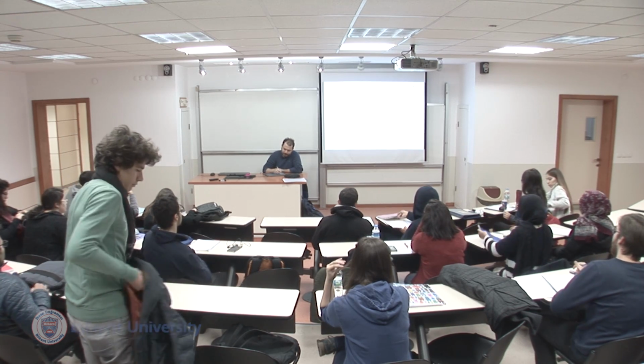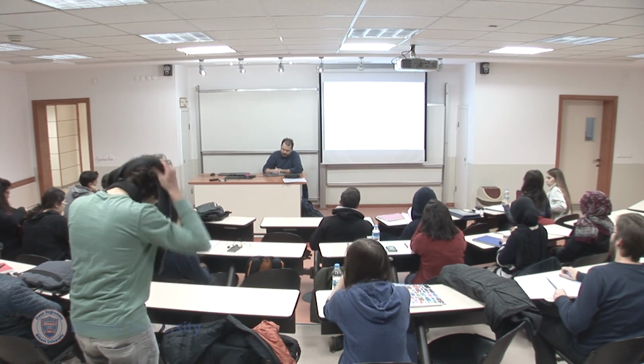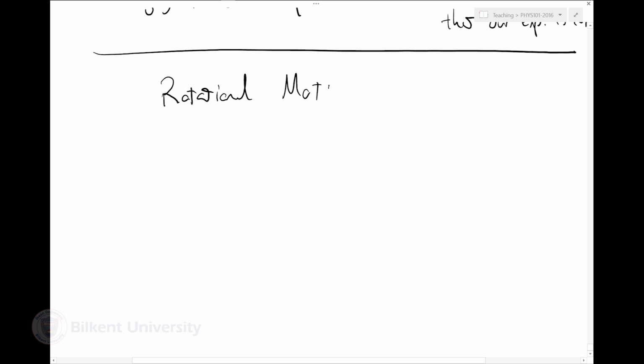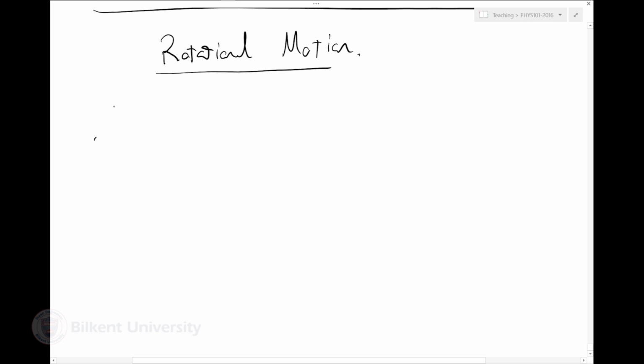So, rotational motion. What have we learned so far? Let's review it. We said if I have an object rotating around some fixed axis, so basically any object which can rotate around a pivot point, what I can do is define an angle as my rotational position.